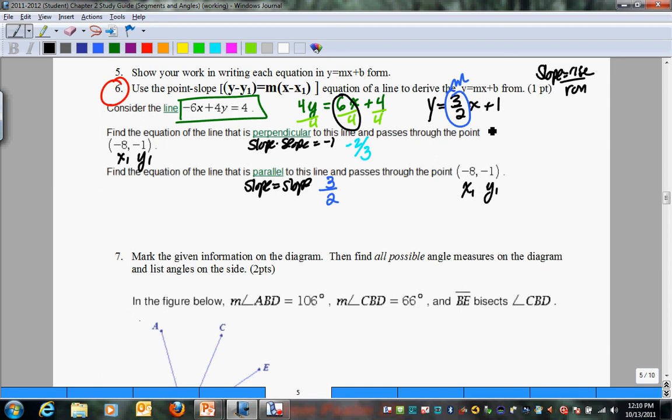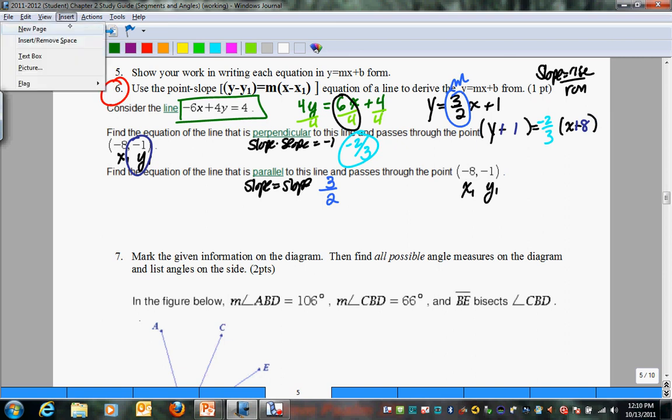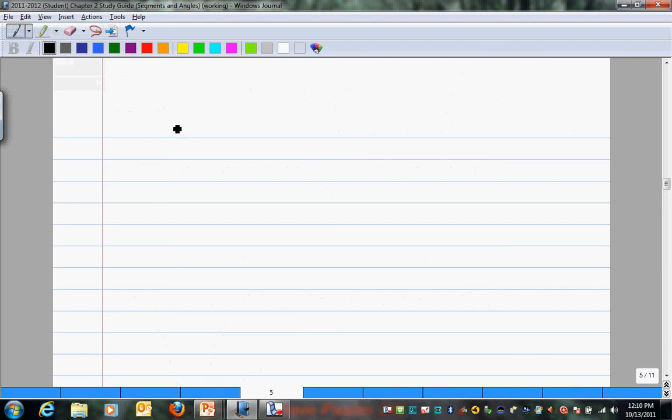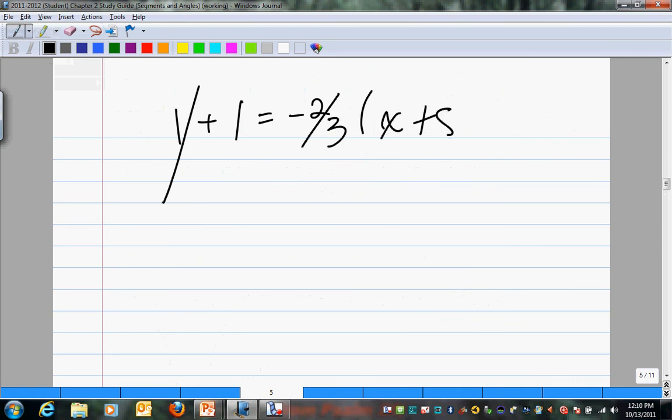Now we plug it in. I'm going to make a template: y minus something equals our slope times x minus something. I call that a template. Now you plug in your template. We have y minus y1, that's a double negative, so y plus 1, equals our slope, negative 2/3, times x minus negative 8, so x plus 8. Are you still okay? I'm going to make it nice and big. So we have y plus 1 equals negative 2 over 3 times x plus 8. Are we good?